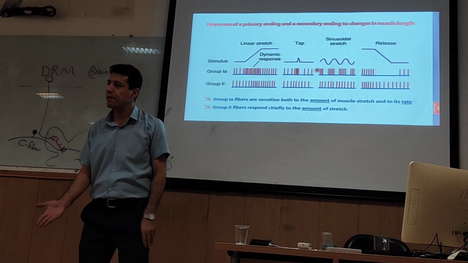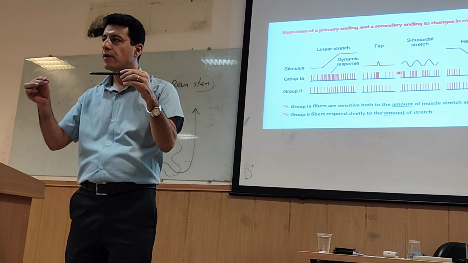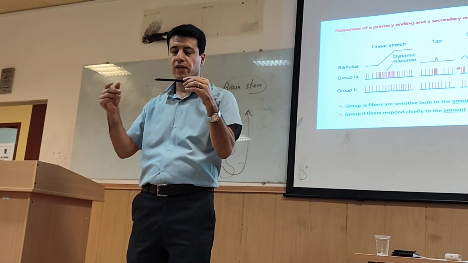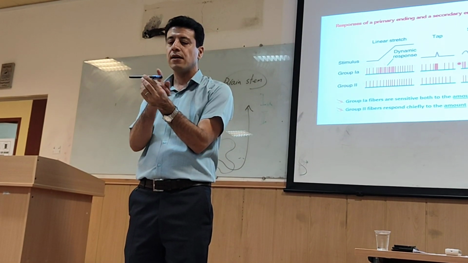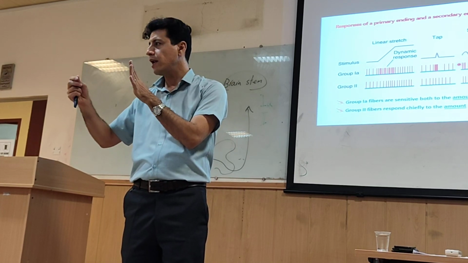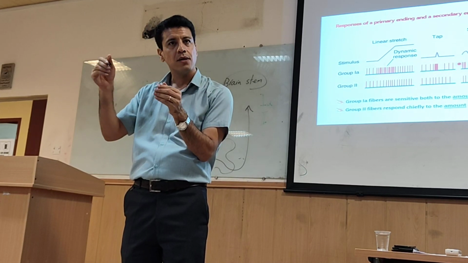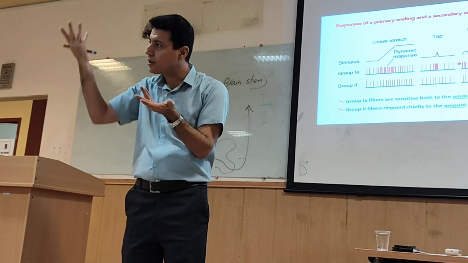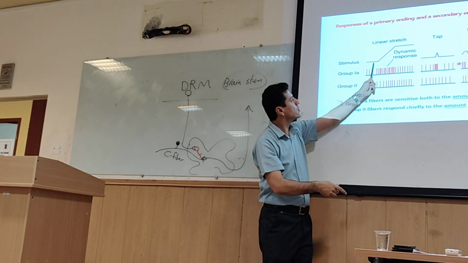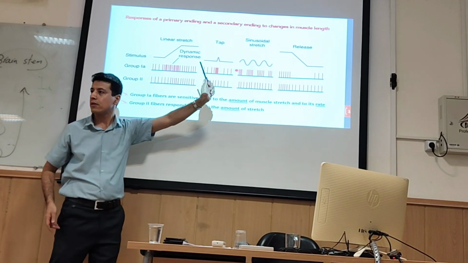So now, what is the dynamic response? We want to stretch a muscle and hold it. Before the stretch, it has a length. After the stretch, the length is larger. During the stretch, the length is changing. So this is the length before the stretch, during the stretch, and after the stretch.